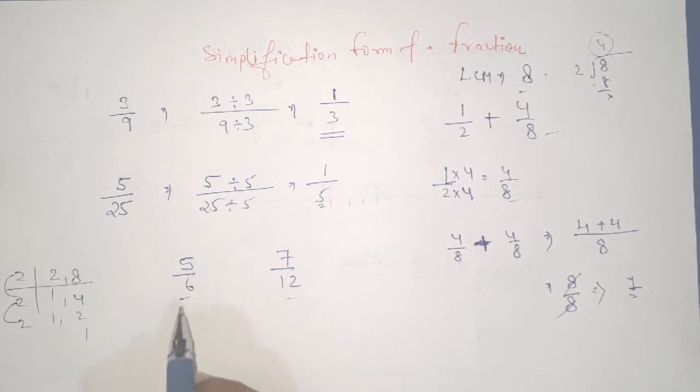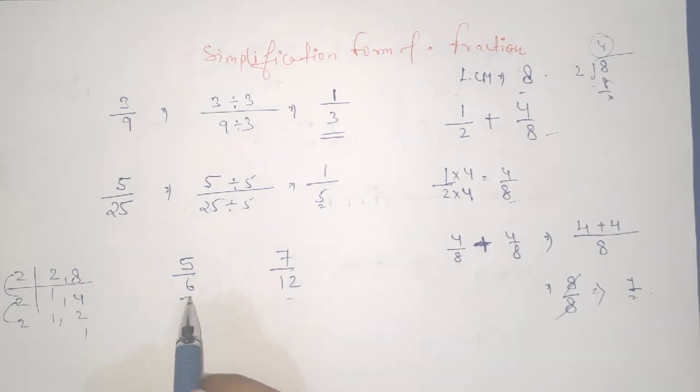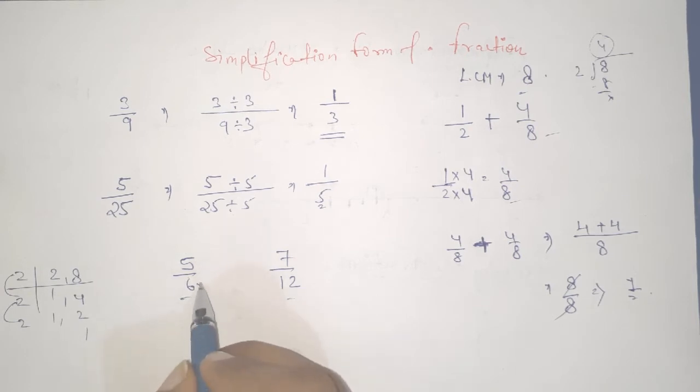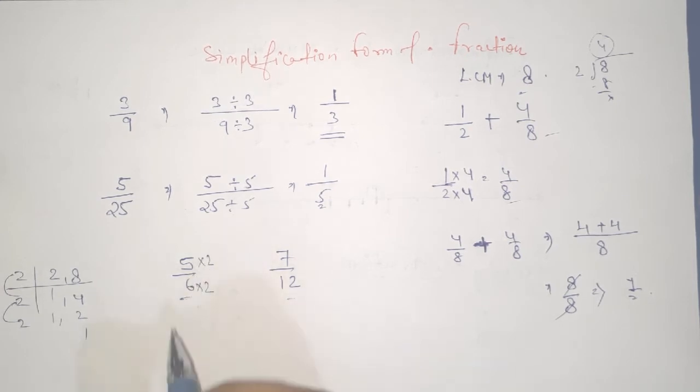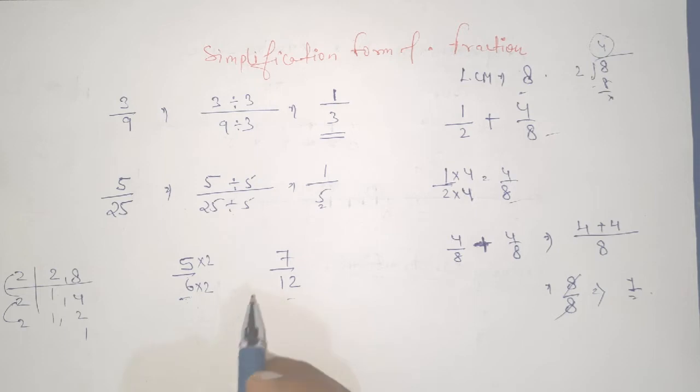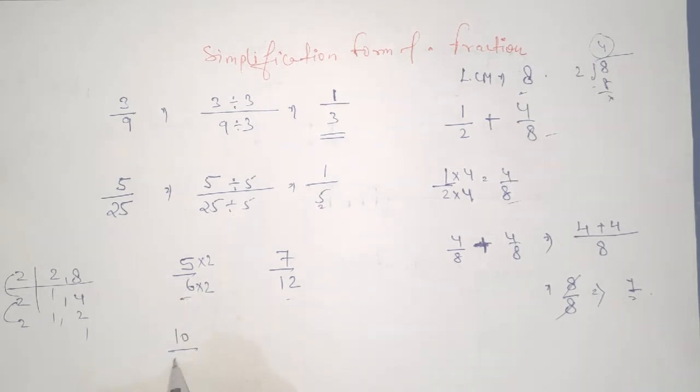So 6 and 12, the LCM of 6 and 12 will be 12. If you want to convert this particular fraction into 12, what you need to do is multiply it by 2. 6 into 2 is 12, and 5 into 2 is 10. And this is 7 by 12.